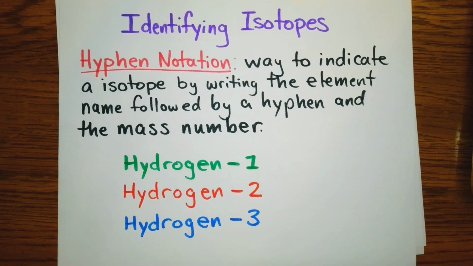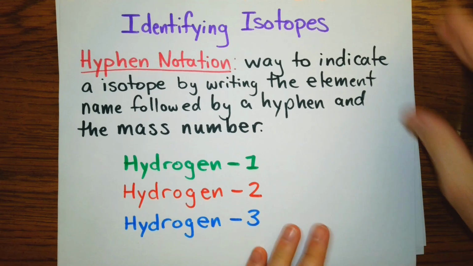There's 118 known elements on the periodic table, and there are numerous more isotopes. So we might not be able to easily memorize all the names and understand what they are, so we indicate it by this hyphen notation.